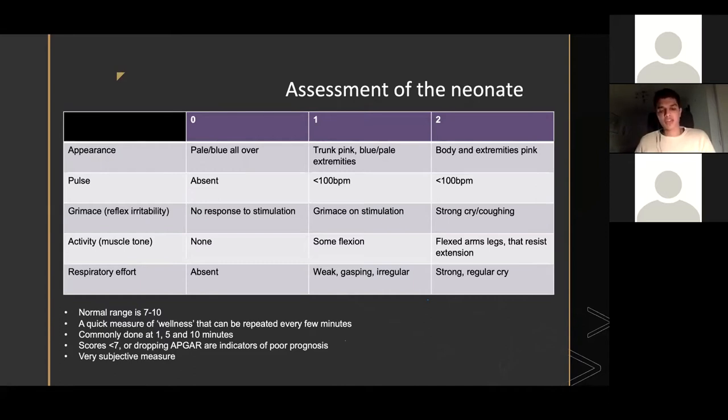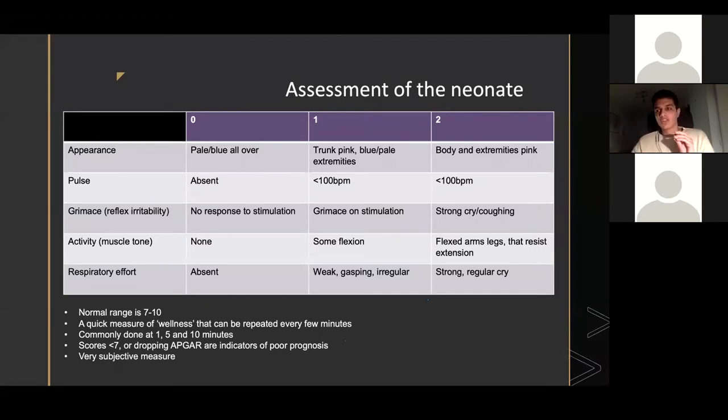If they're below 7, then you are worried. If they're persistently below 7, or they start dropping, they start at 8 maybe, and they go down to 6 and 5 or 4, then you start to get more worried. But it is very subjective, right? So things like reflex irritability, grimace, muscle tone can be varied. It can be hard to assess, especially when you're trying to do a lot of other things with a child. For the purpose of your exams, the APGAR score will be your Bible. You look at it and it will tell you the wellness of the baby in that snapshot at delivery.